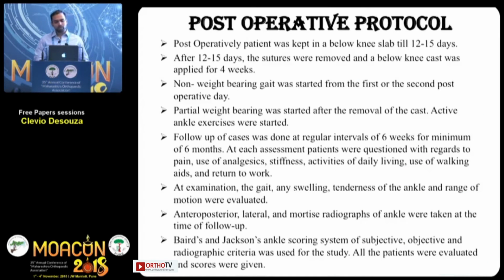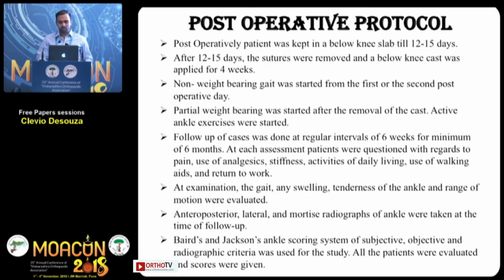In the postoperative protocol we followed, the patient was kept in a below-knee slab for 12 to 15 days. After 12 to 15 days, the sutures were removed and a below-knee cast was applied for 4 weeks. Non-weight bearing gait was started from the first or second postoperative day. Partial weight bearing was started after removal of the cast. Active ankle exercises were started.